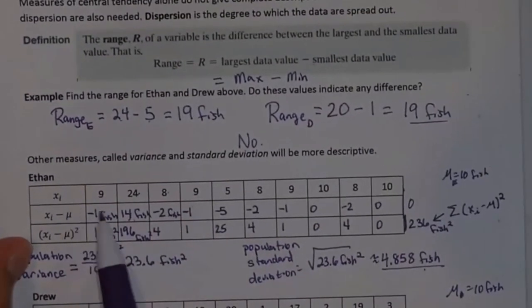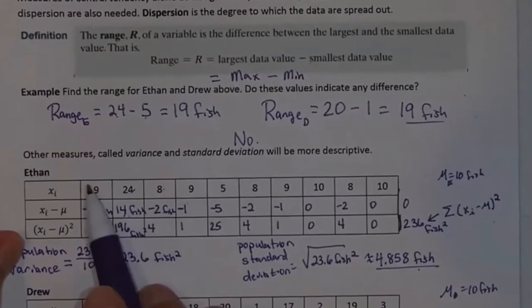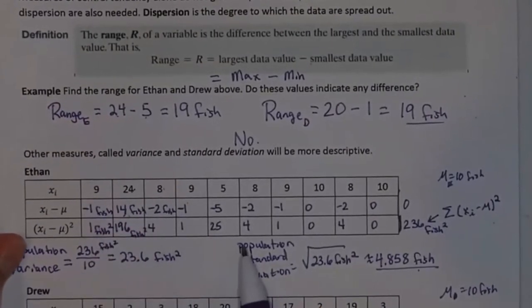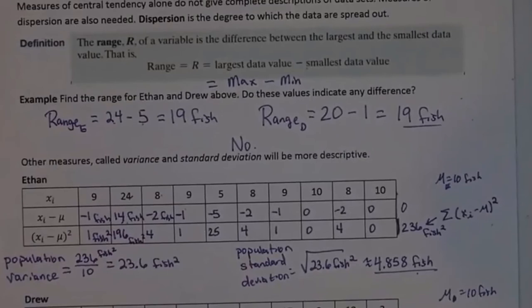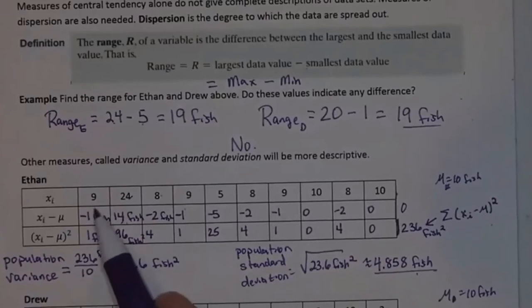Now, I picked this particular problem because everything works out nice. The mean is a nice, neat number, 10, no decimals. All the data values are nice numbers: 9, 8, 5, 24, all nice numbers. So that when I take the data value minus the mean, I always get a nice, neat number, like -1.